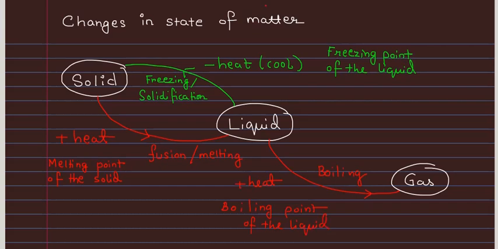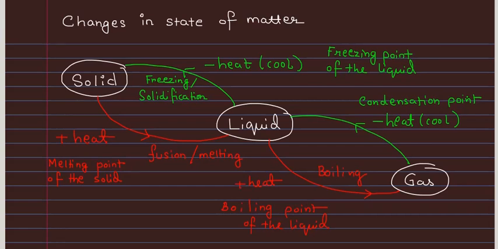And when we do the reverse process, that is when we cool the gas back to its liquid form, we do it by extracting heat away from the gas, that is, we cool the gas. And this takes place at what is known as the condensation point of the gas. The process where the substance in the vapor or gaseous state converts back to the liquid is called condensation.